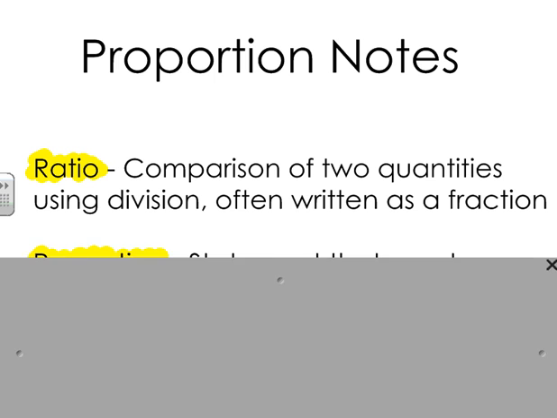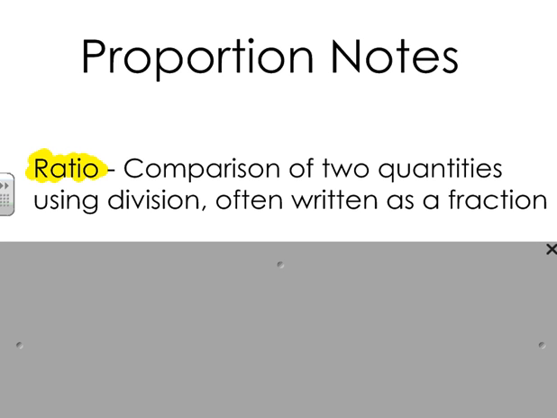The first one we have seen before, and it is the word ratio. A ratio is a comparison of two quantities, and it uses division. Sometimes we will see ratios written as fractions, and that's the type of ratio we're going to focus on today.